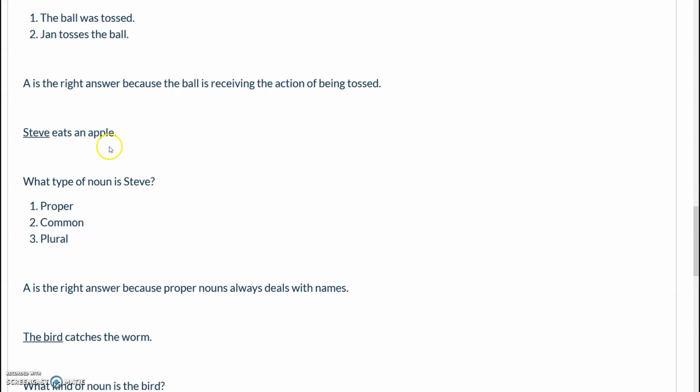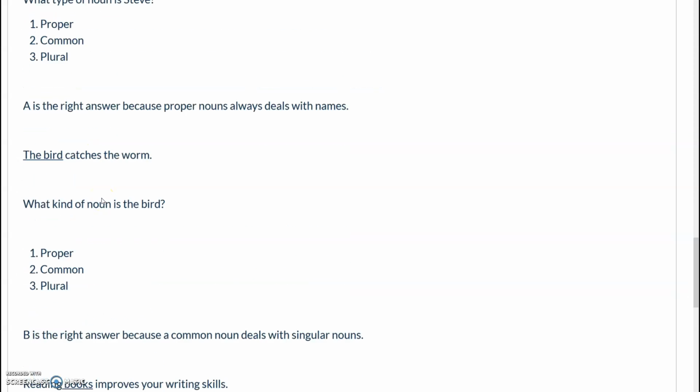Steve eats an apple. What type of noun is Steve? So a proper noun means anything that's a name. The name of a country, the name of a street, the name of a person. A common noun is just a person, place, or thing. A plural noun is when you have more than one noun, like cars, trucks. And so since Steve is a name, it is a proper noun. So 1, A is the right answer. So Steve is a proper noun.